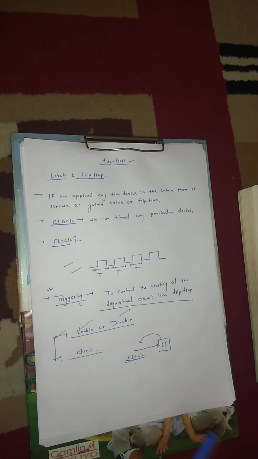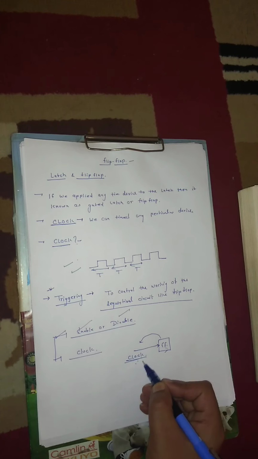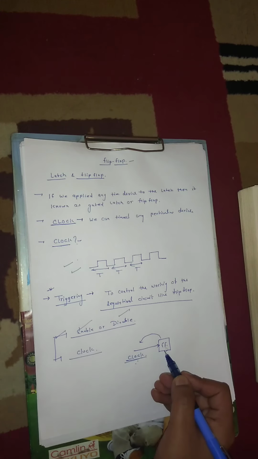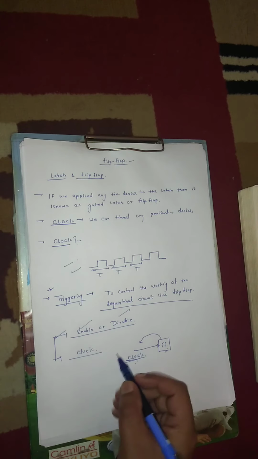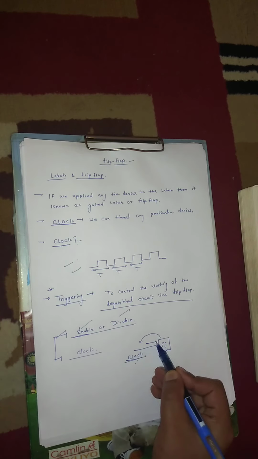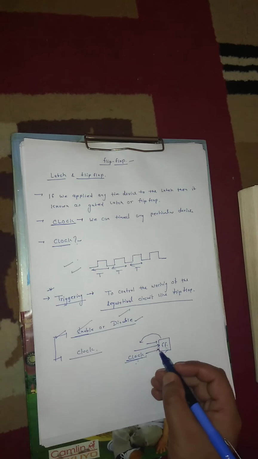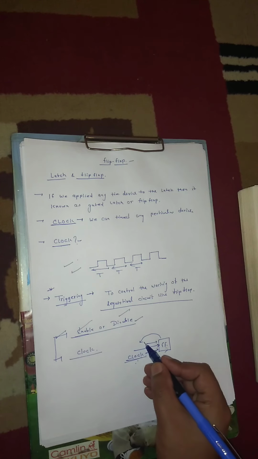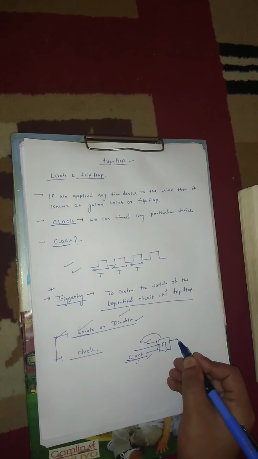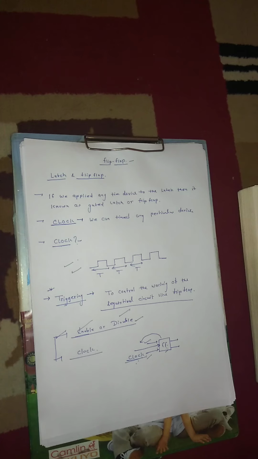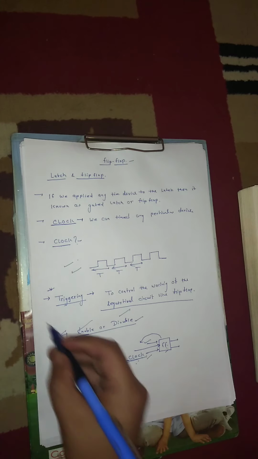Enable means that when a particular flip-flop is enabled, the flip-flop changes its state depending on the input of the flip-flop. And disable means that when we apply a particular clock and the flip-flop becomes disabled, at that time whatever the values of input, the output remains unchanged. So this process is known as triggering.